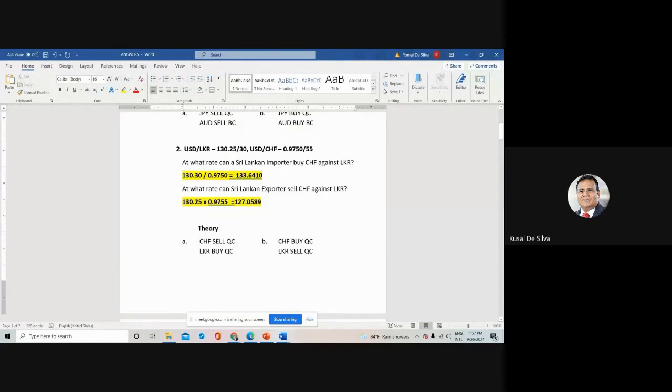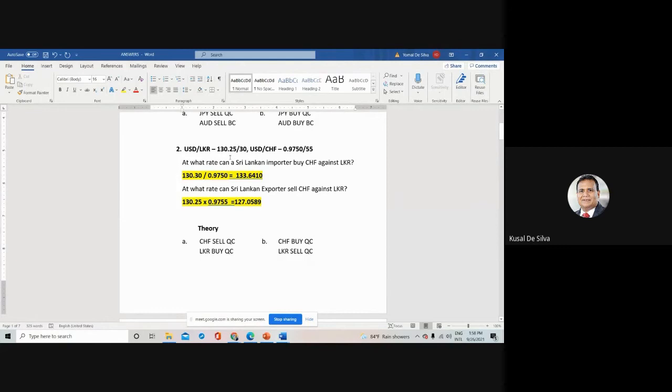If a customer wants to buy CHF, the bank will sell CHF. The bank will sell the quoted currency using the bid rate. Then the customer will sell LKR. LKR is the quoted currency here. Then the bank buys the quoted currency using 130.30. Is it clear?